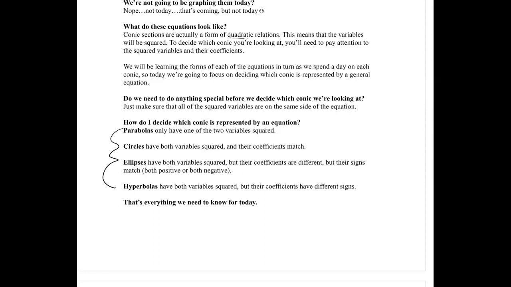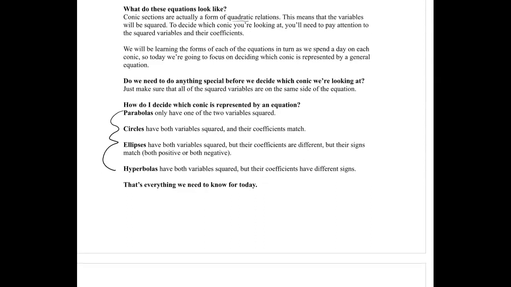Alright, so parabolas are kind of cool because they only have one of the variables squared. So you will only see an x squared or you will only see a y squared. Circles have both of their variables squared. However, both of their coefficients match, and we'll see what I mean in a little bit. Ellipses have both of their variables squared, but their coefficients are different. But their signs are going to match, so they're either both going to be positive or they're both going to be negative.